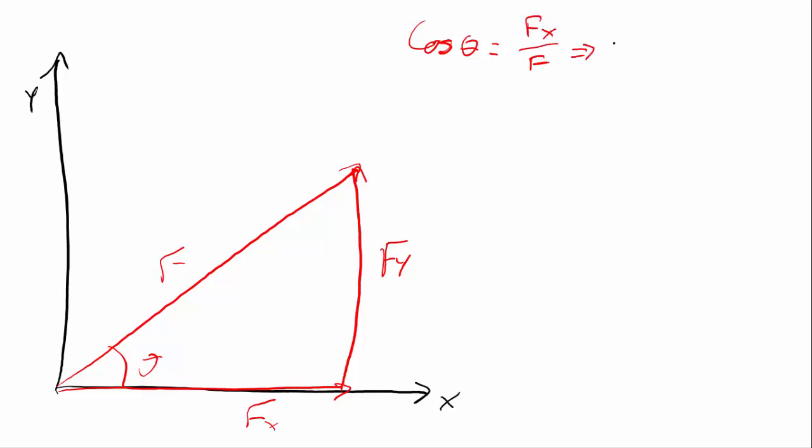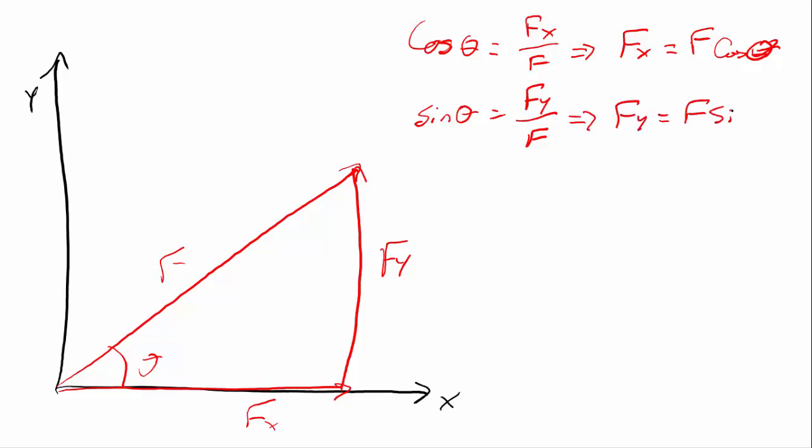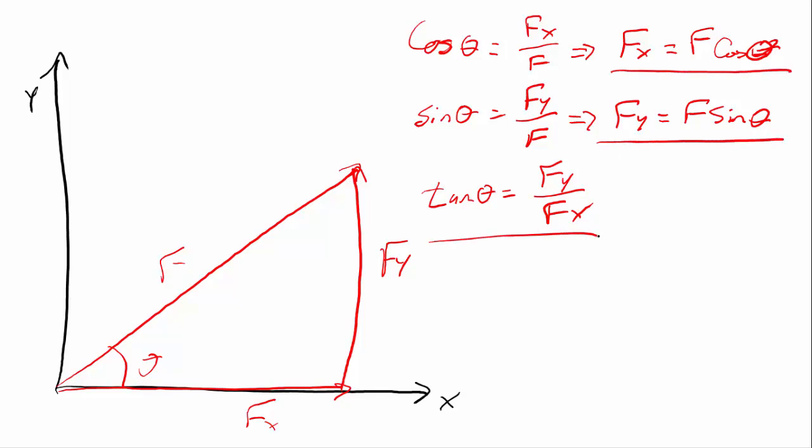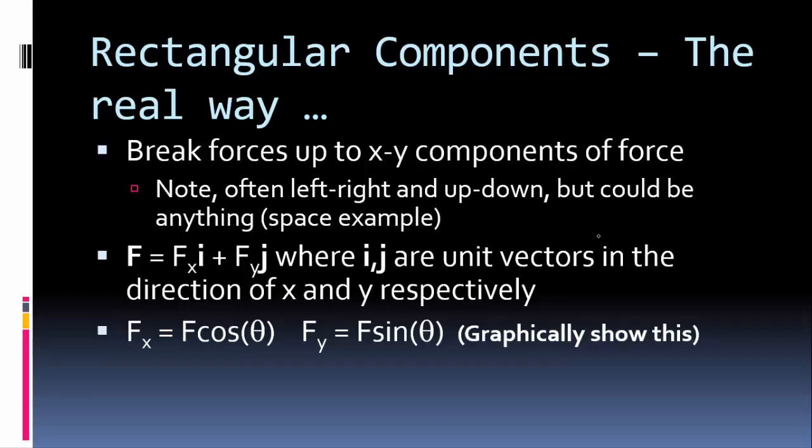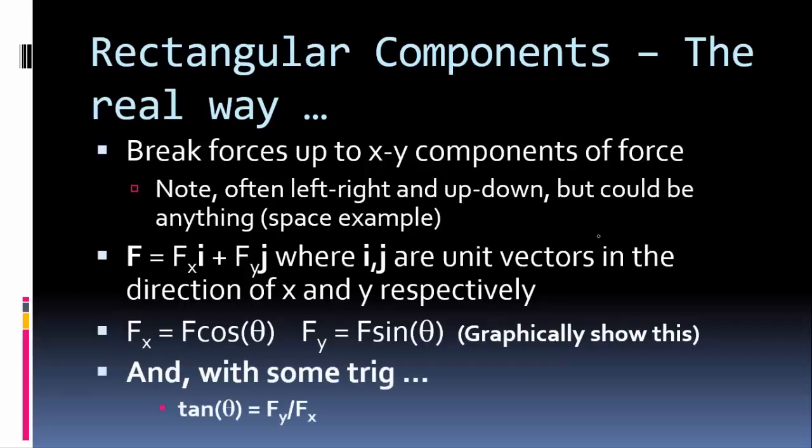So you can solve that for Fx. Fx is equal to F cosine of theta, right? And the same deal with sine of theta. Sine of theta is Fy over F. It's opposite over hypotenuse. So Fy is equal to F sine theta. And then lastly, the tangent of theta is opposite over adjacent, so that's Fy over Fx. So when we talk about Fx being F cosine theta and Fy being F sine theta, and as I said, tangent theta can also be found, that's where that comes from through the trig.